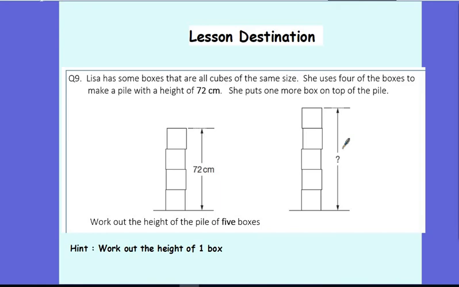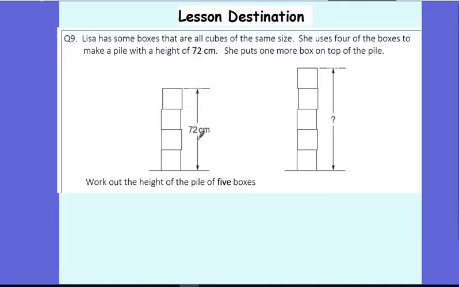And final question for today, Year 7. Lisa has some boxes that are all cubes of the same size. She uses 4 of the boxes to make a pile with a height of 72 centimetres. She puts 1 more box on top of the pile. What's the height of 5 boxes? Helpful hint, work out the height of 1 box first for me. Pause the video and in your light blue books work this out now, please.